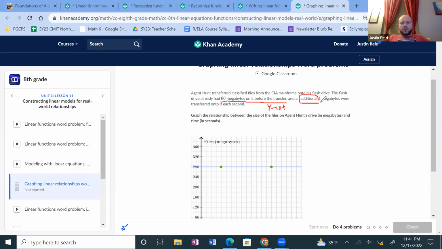Okay. 4 megabytes were transferred each second. Another slope word. So that 4, definitely the slope. So we got 60 plus 4x. That is our function.